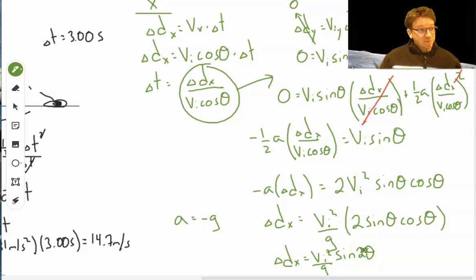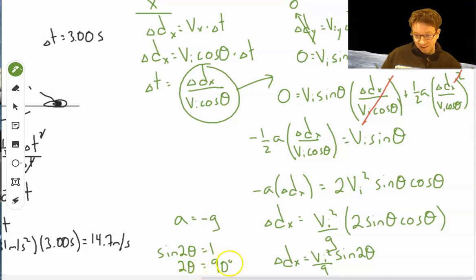Now, the sine of something goes between 0 and 1. So if we want to maximize range, then we need to make sure that the sine of 2 theta is going to be equal to 1. Since the sine oscillates between 0 and 1, we want it to be the biggest number possible. That's 1. So taking the inverse sine of that, you get 2 theta. The inverse sine of 1 is just 90 degrees. And if 2 times theta equals 90 degrees, our answer is solved. Theta must be 45 degrees for maximum range.